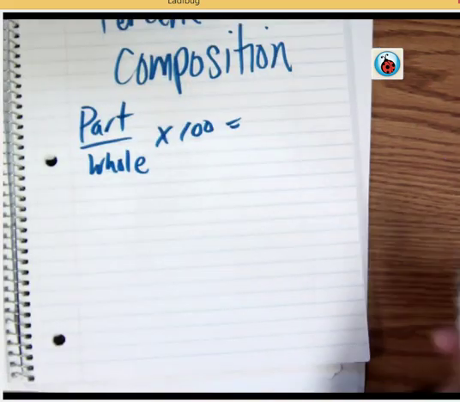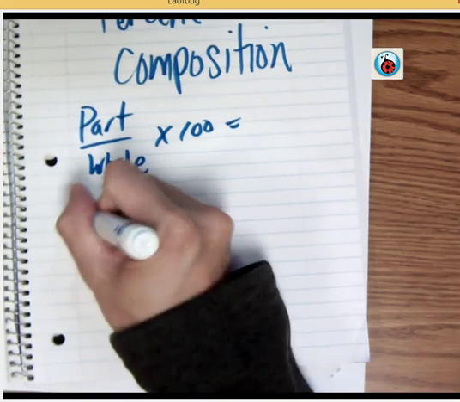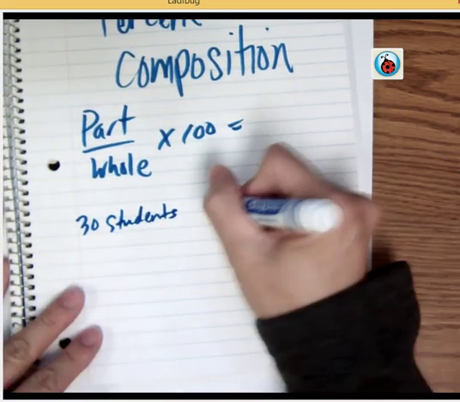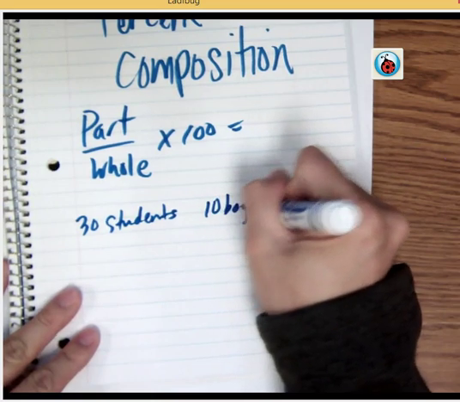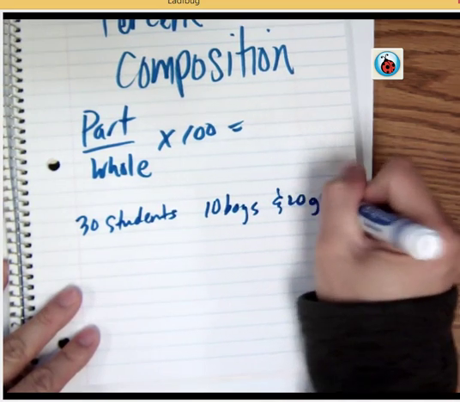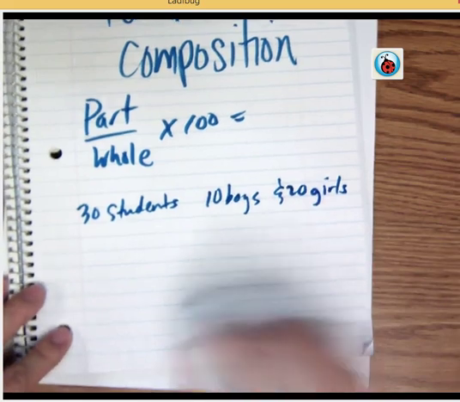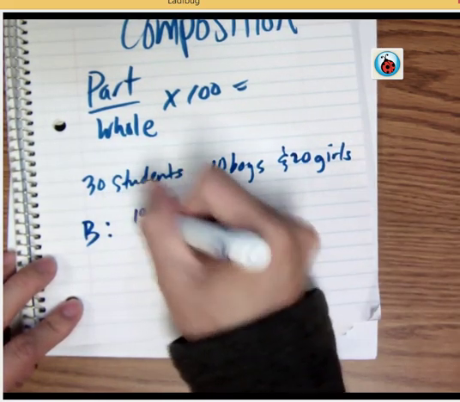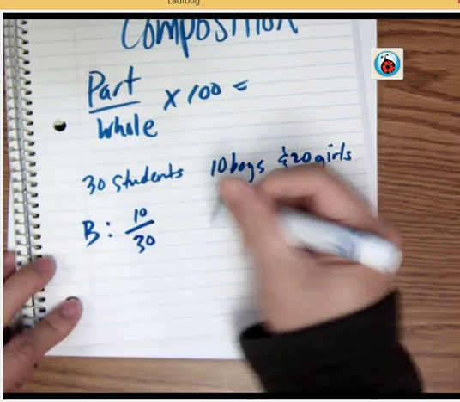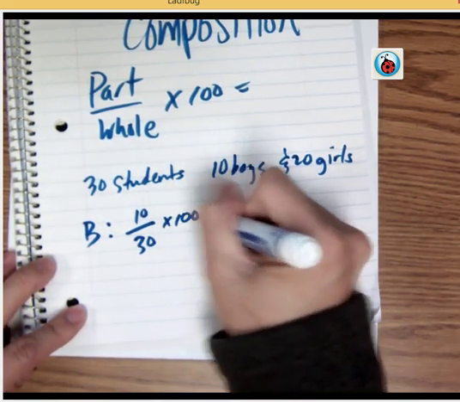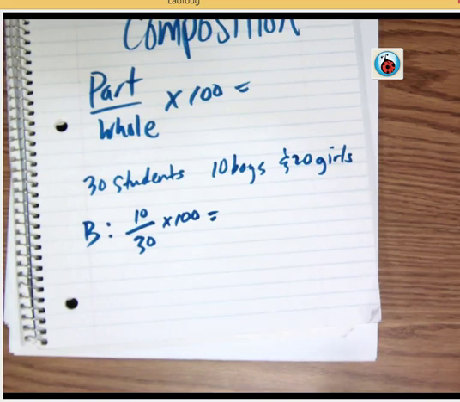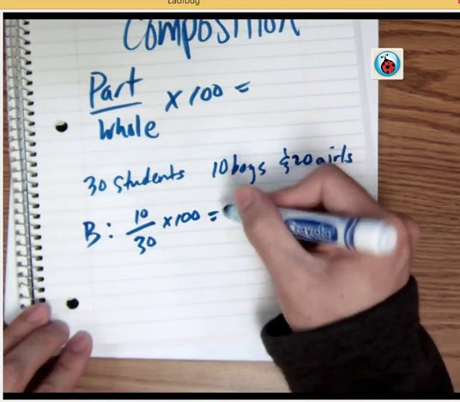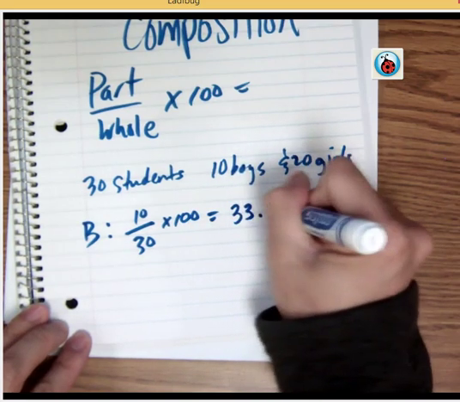So for example, in your class, if you have 30 students, and there are 10 boys and 20 girls. If we want to find the percentage of boys, we would take 10, the part, divided by the total, which is 30, times 100. All right, and you divide that. 10 divided by 30 is 0.33333 repeating, times 100, so it's 33.3%.